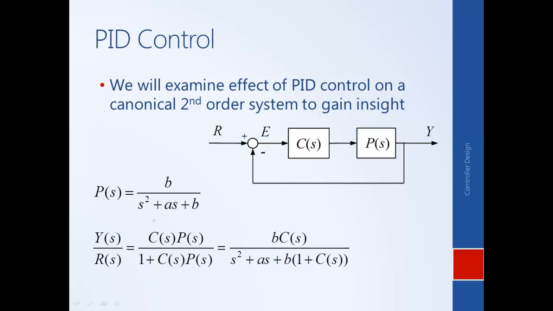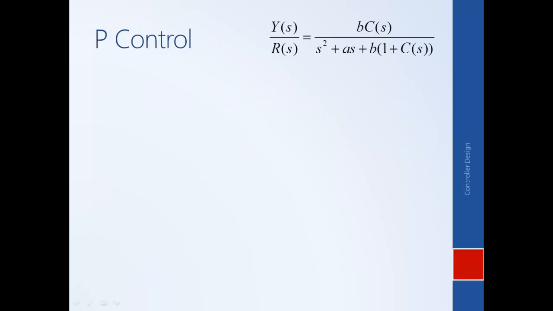Rearranging, so substituting in for P of S and cleaning it up, this is the form of the closed loop transfer function, where C of S is the controller and A and B are properties of the plant. So here again is the closed loop transfer function.